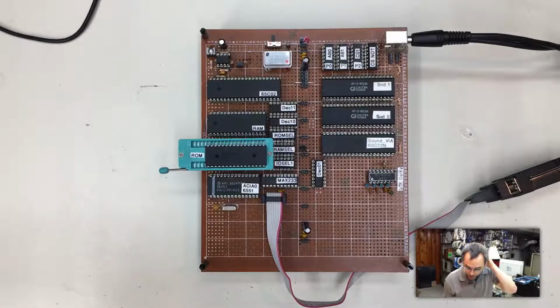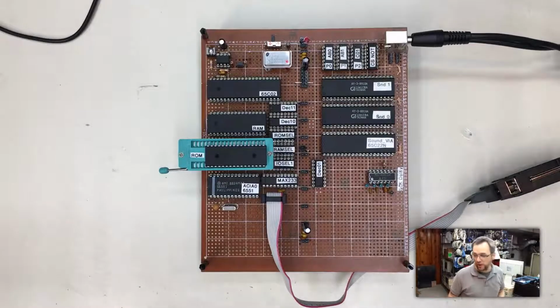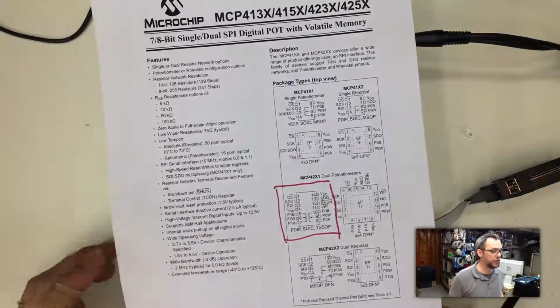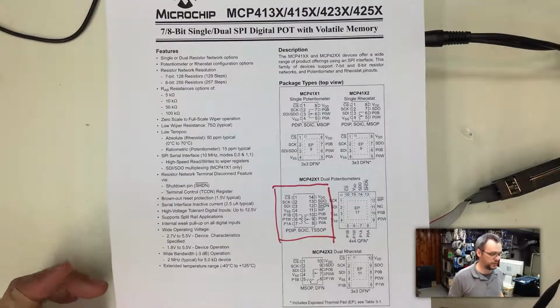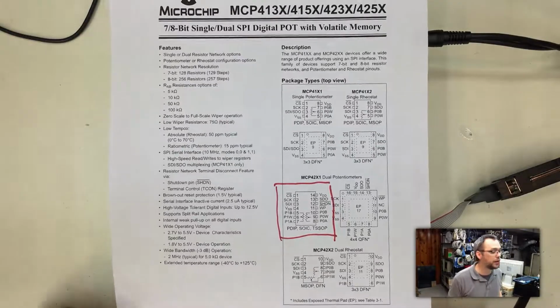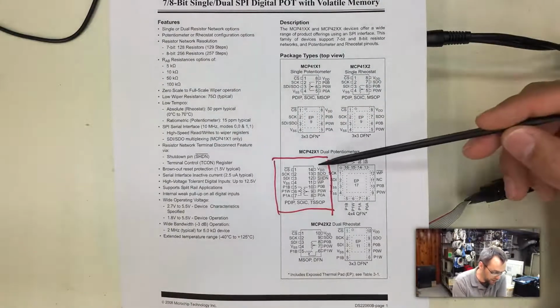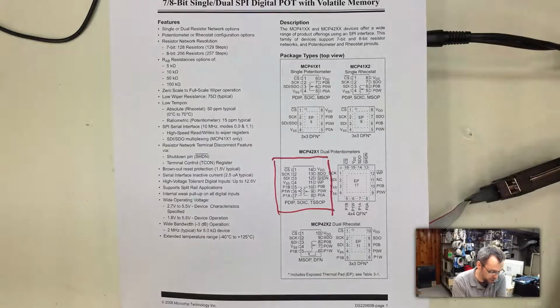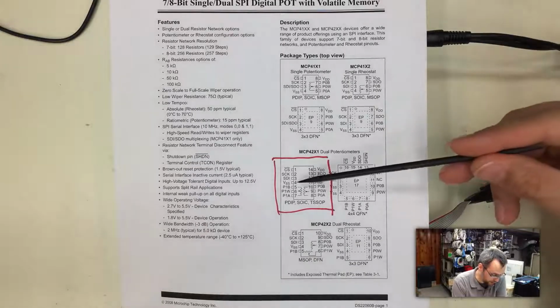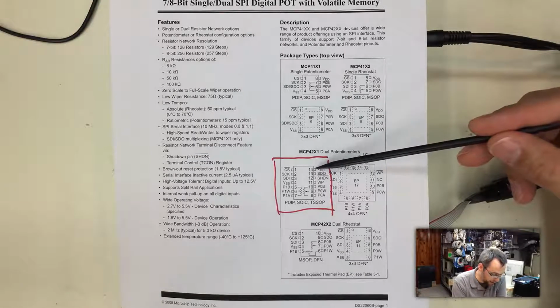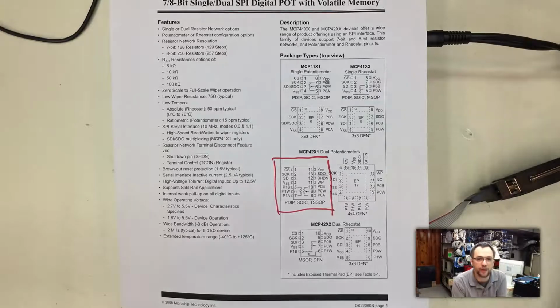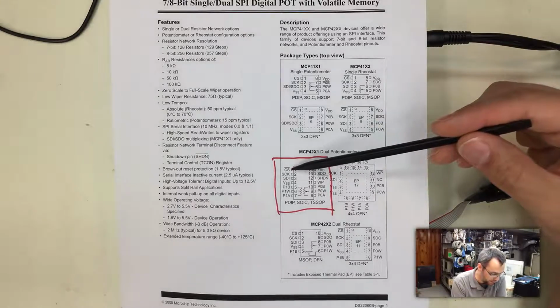So let's talk a little bit about SPI itself and how it works with the potentiometer. Let's pull in the data sheet for this device. So this is the potentiometer chip I am using right here. It's got lots of pins, and let's talk about the pins. The pins we're really worried about are, we've got ground here and we've got voltage there. That's fine, no big deal.